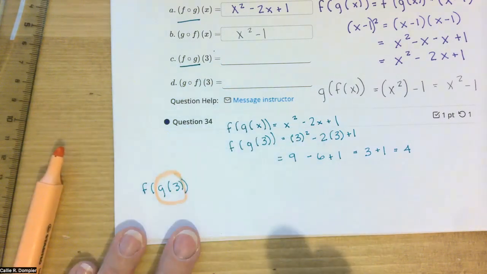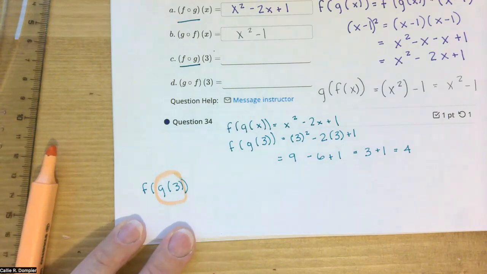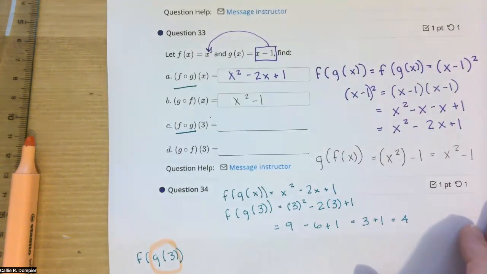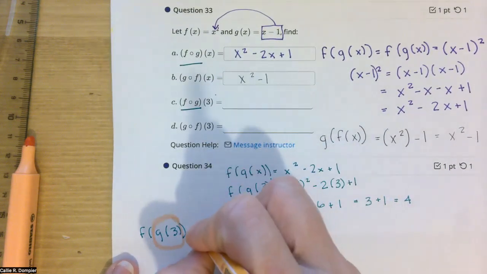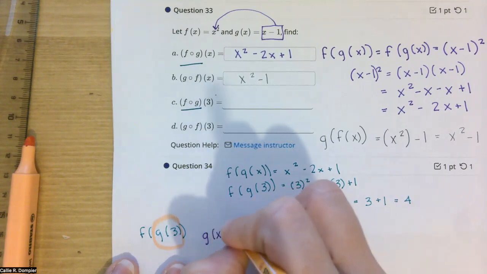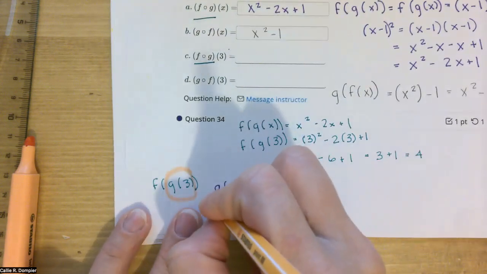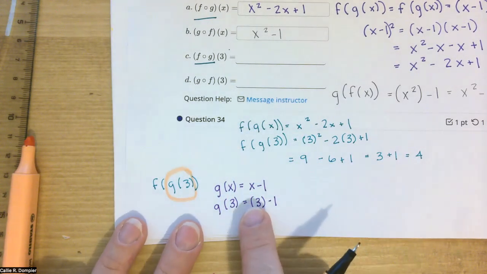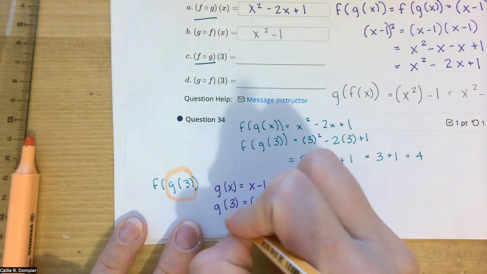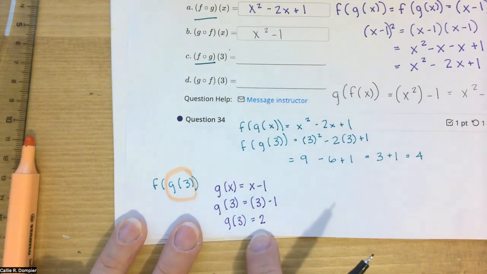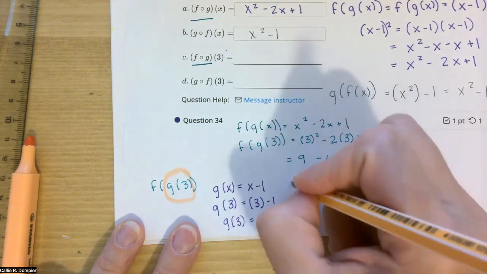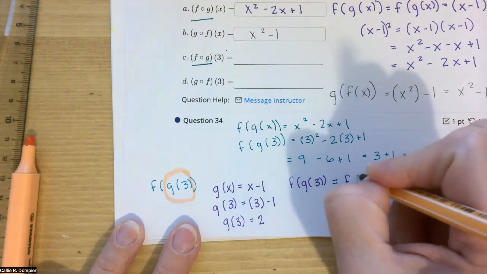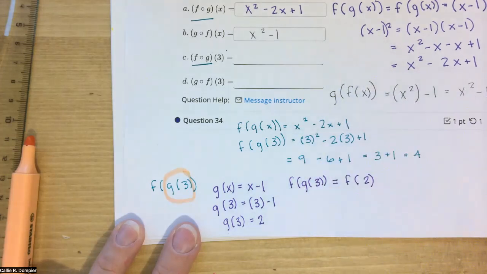So first we need to find what is g of 3. We change colors because it's kind of close to that other example. If we go back up to the top, it says g of x is x minus 1. So therefore, g of 3 is just going to be 3 minus 1 because we're replacing that x with a 3. 3 minus 1 is 2. So g of 3 is equal to 2. Good. So instead of f of g of 3, we now have f of 2 because g of 3 is 2.